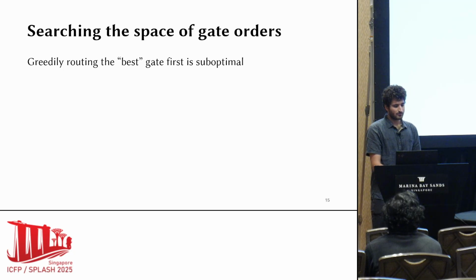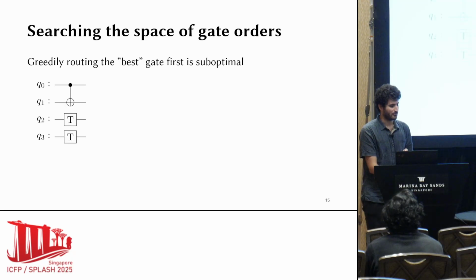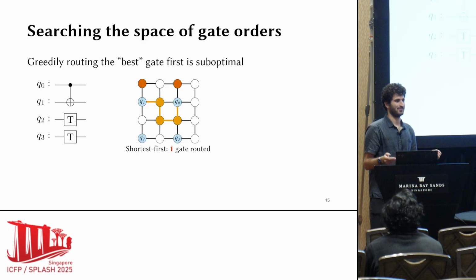So just choosing some reasonable best gate first is going to give you a suboptimal result. So let's look at an example. Here we have one C0 gate and two T gates. And one reasonable heuristic that actually has some results from theory about its approximation ratio is to route the shortest gate first. So in this case, this is the shortest gate, the C0, but now we've blocked the two T gates from executing.